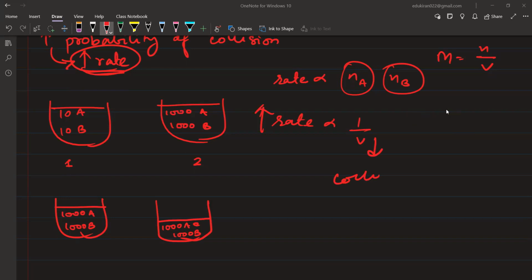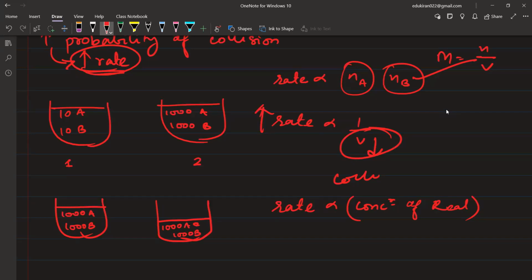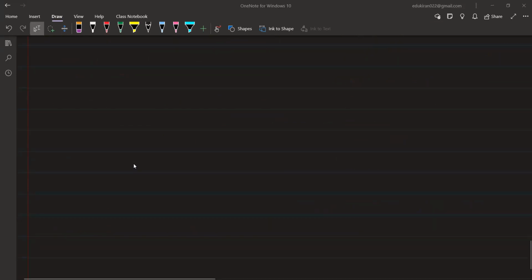Now from here I can say that rate is directly proportional to the concentration of reactant. And concentration can be changed in two different ways. Either I can increase the number of moles or I can decrease the volume. Got this? Yes or no? Please tell me. Say yeah. Yes, sir. Please see, don't write anything.